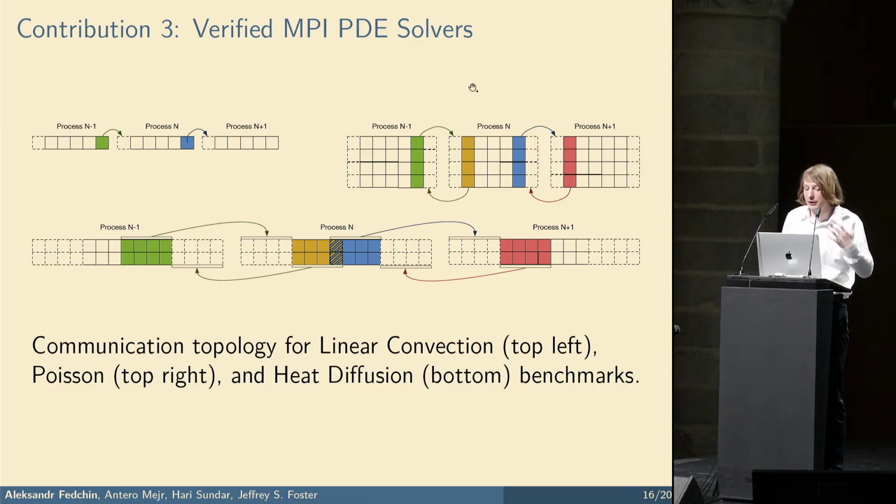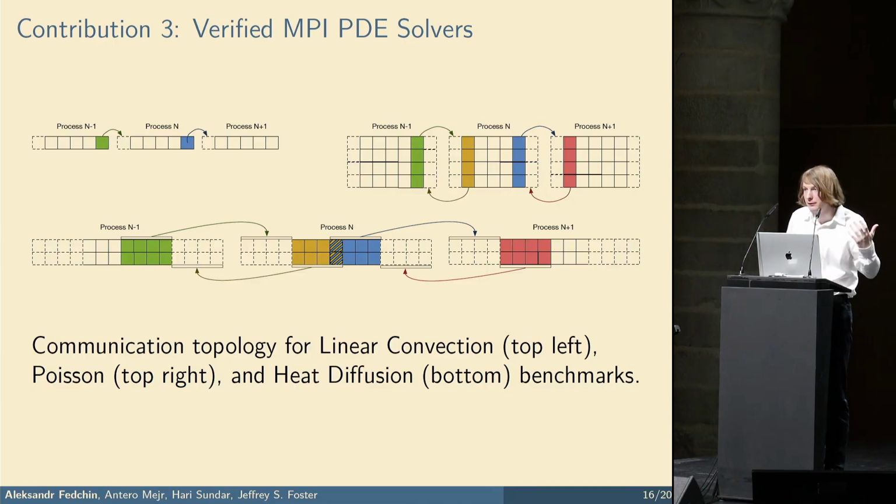Poisson has a bit more complicated communication structure because each process has to communicate both with the process on the left and the process on the right, and entire rows of data are being sent. Here it's columns, but it's transposed for visibility. But entire rows of data are being transmitted, and also in the end there is a convergence criterion. There's a check after each iteration to determine whether or not convergence has been reached.